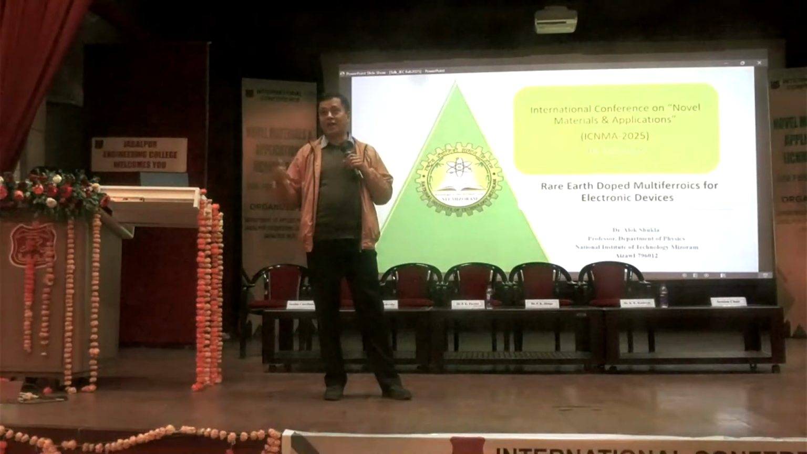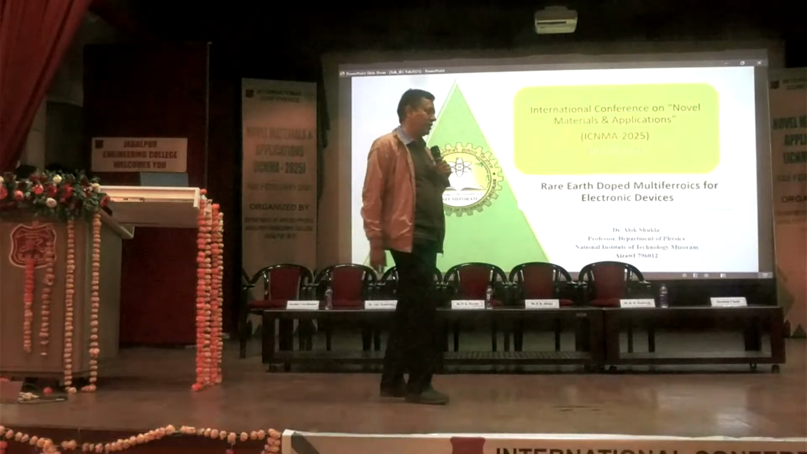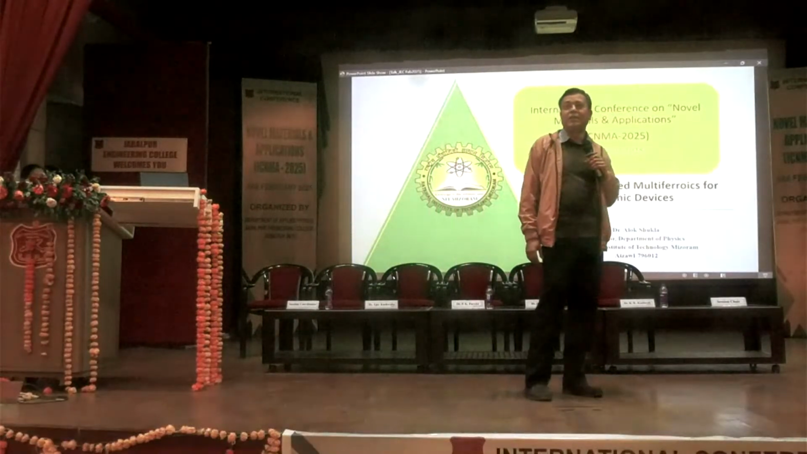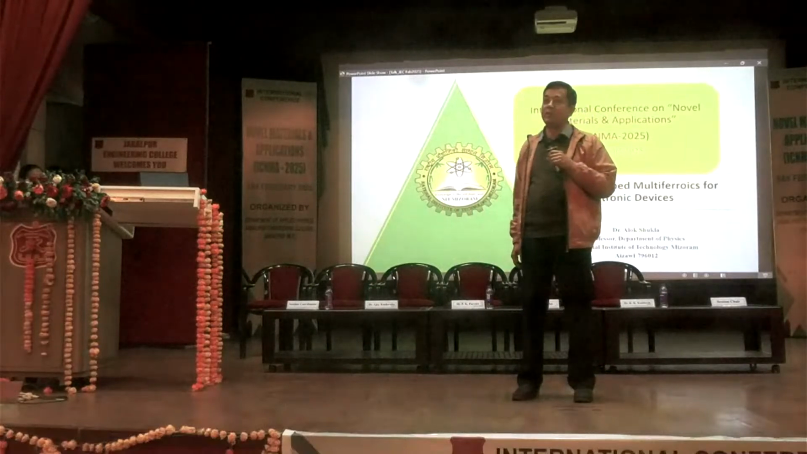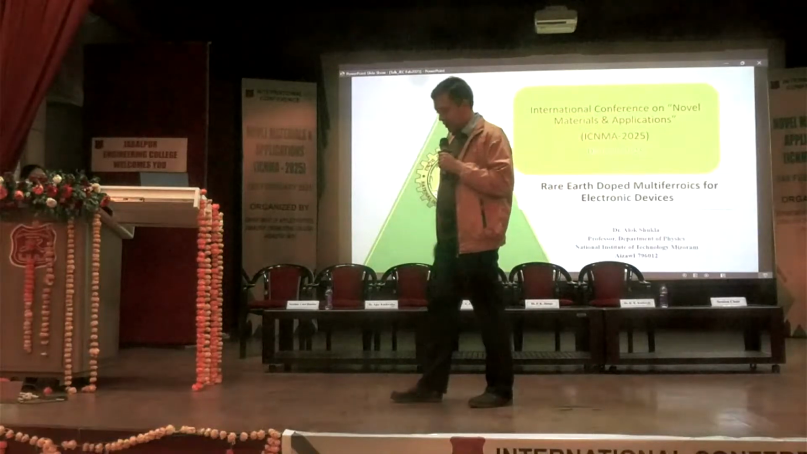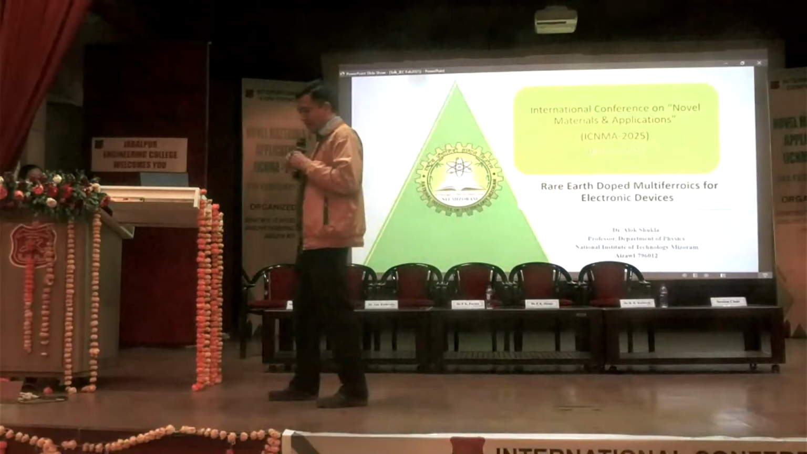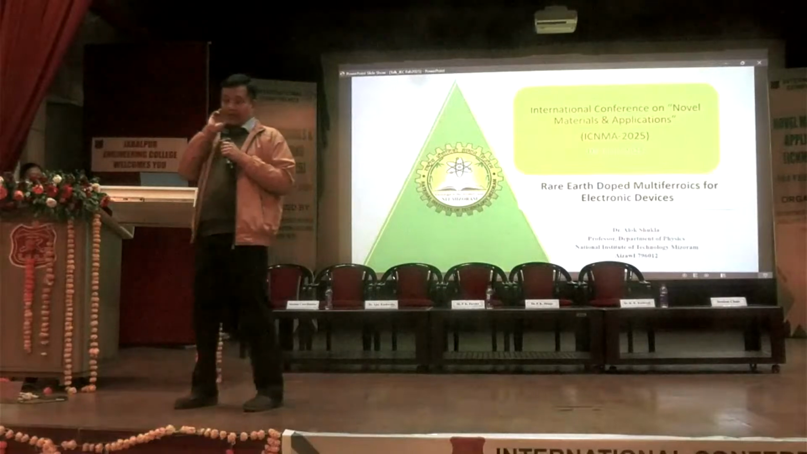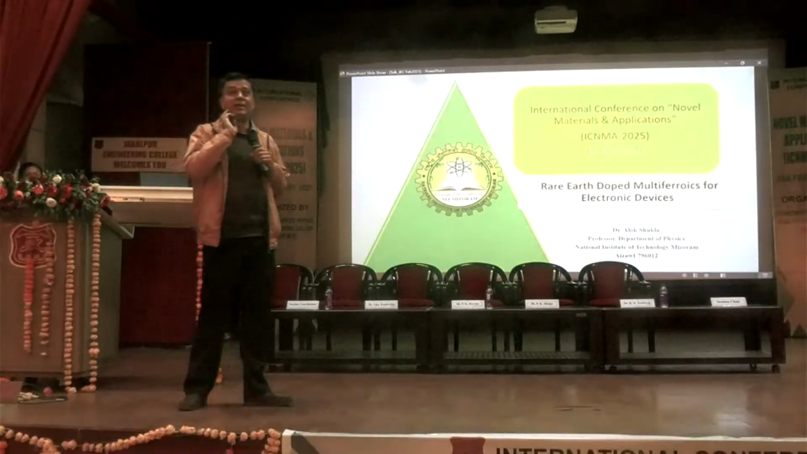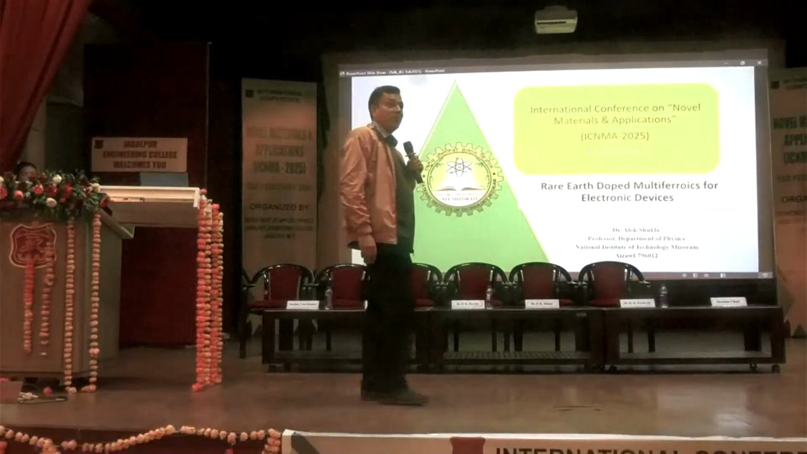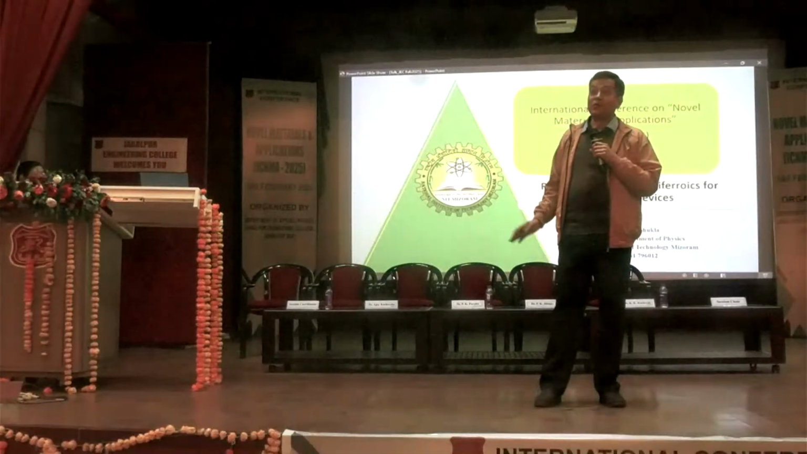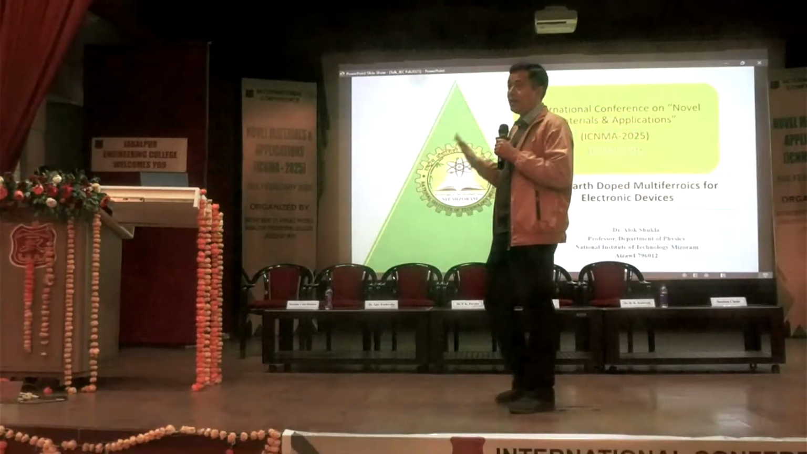Once we start doping with rare earth, why did we dope rare earth? Because we want to see the applicability of the material, especially for electronic devices. From the application point of view for electronic devices, bismuth ferrite has a main drawback, the high leakage current. If the material in a device has high leakage current, then you cannot go for the multifunctional applicability of such a material. So you have to remove those drawbacks, which are inherent properties.